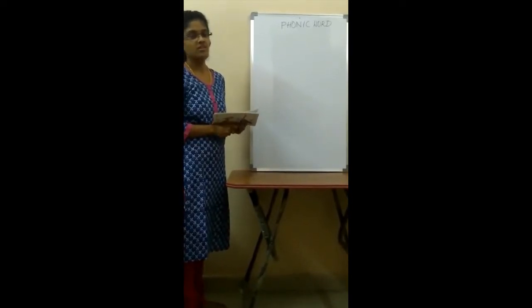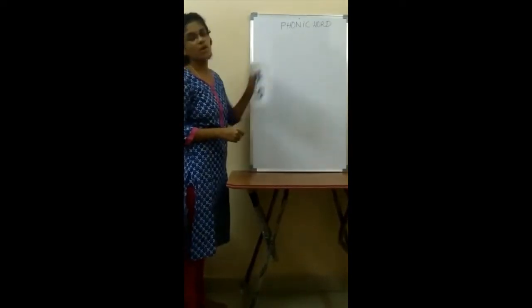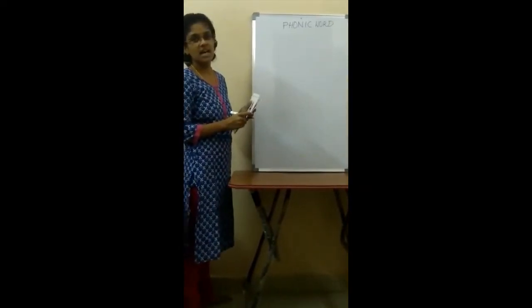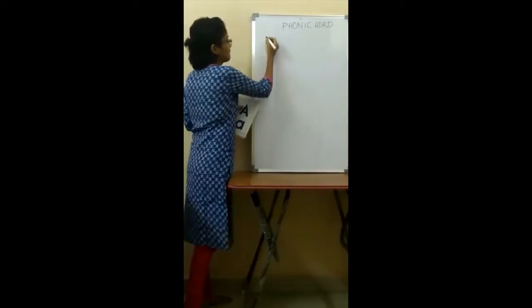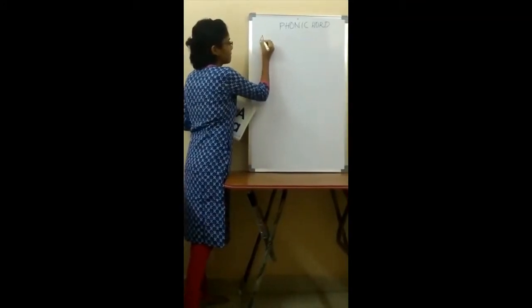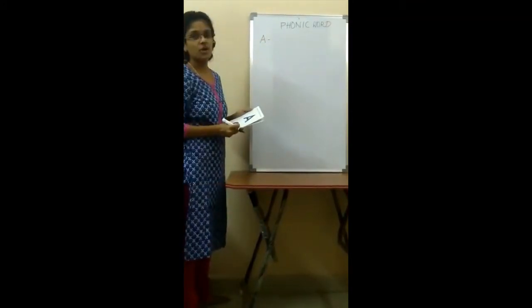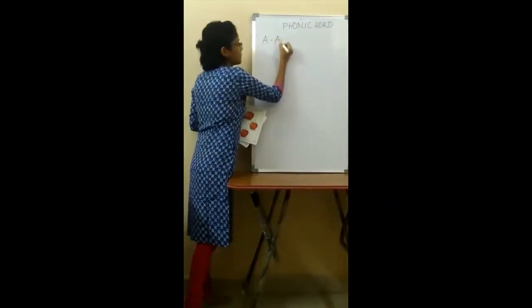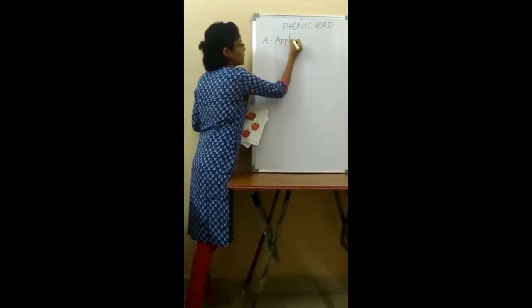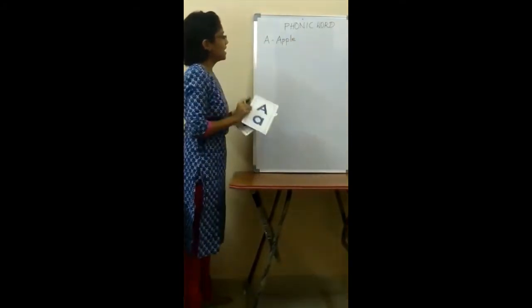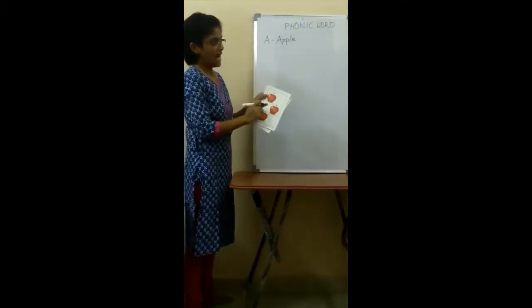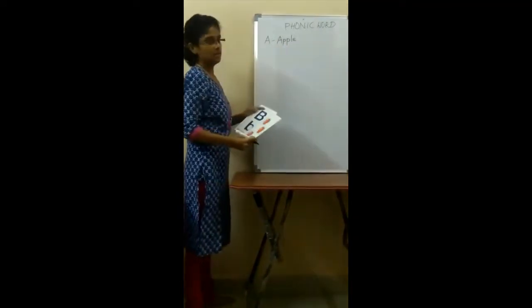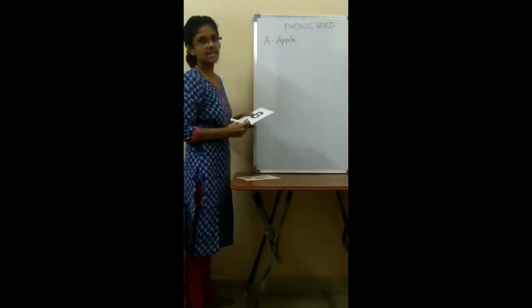Okay, today we are going to see about phonic words. What is the first letter of the English alphabet? A. What is A for? Apple. A for apple. A P P L E. Apple.